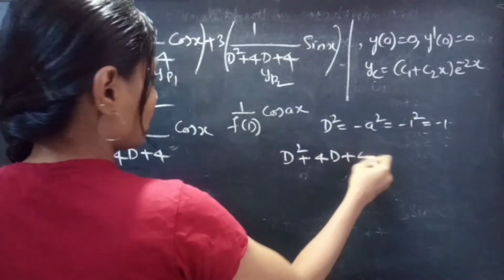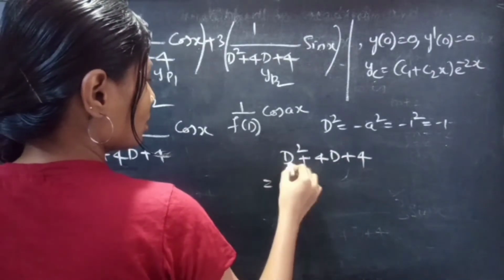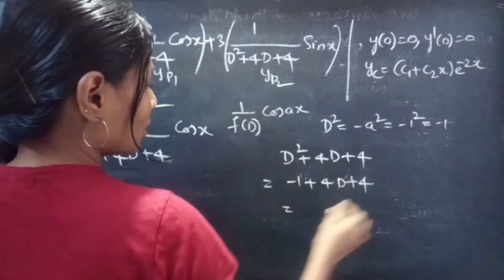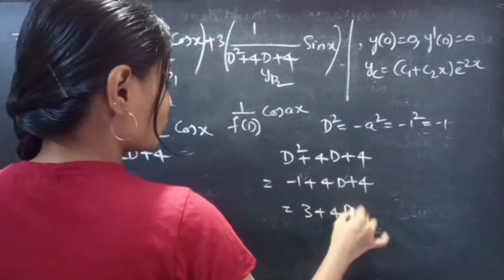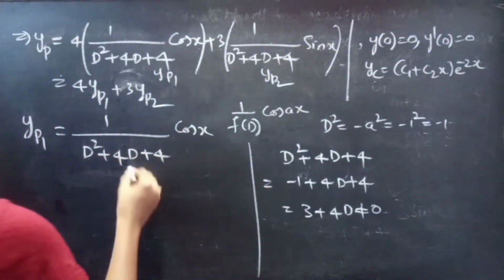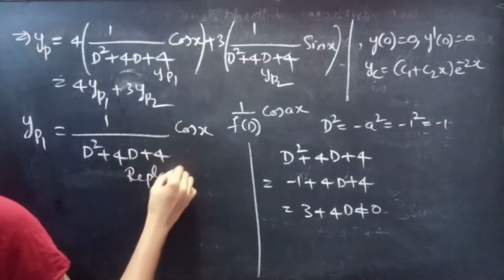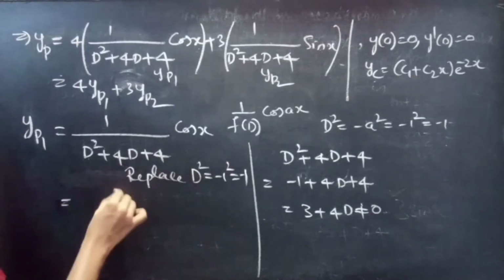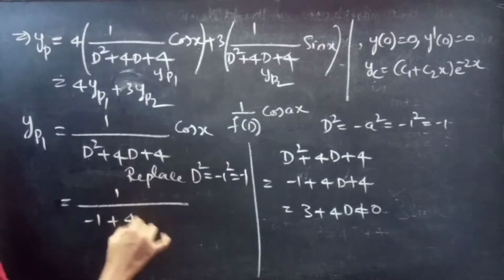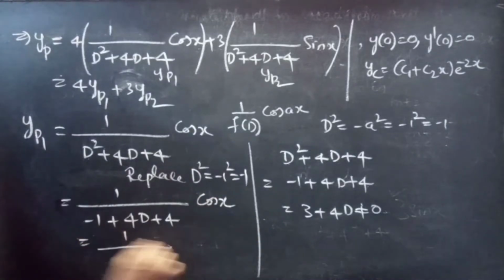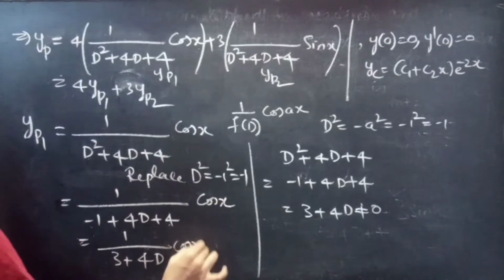Okay, so let's see what happens if we replace D square by minus 1 in the denominator. Take the denominator part and replace D square by minus 1. Minus 1 plus 4 is 3, plus 4D, which is non-zero, right? So we can replace D square by minus a square, that is minus 1 square, which equals minus 1. Then we'll get 1 by minus 1 plus 4D plus 4 into cos x, which equals 1 by minus 1 plus 4, that is 3 plus 4D, into cos x, right?